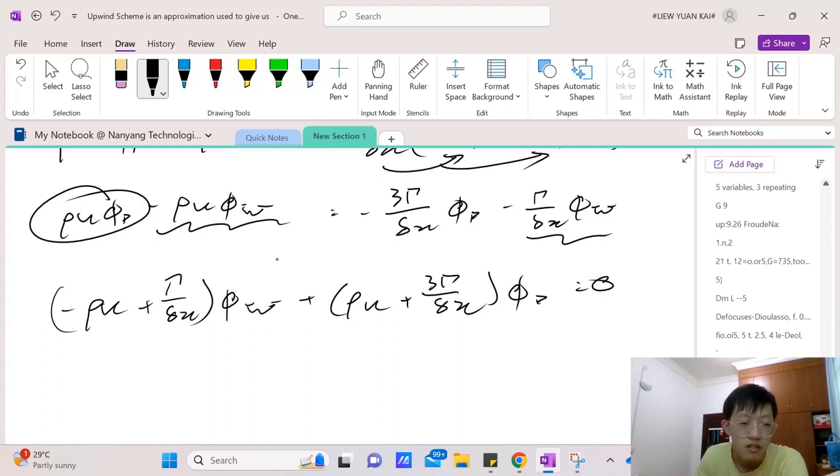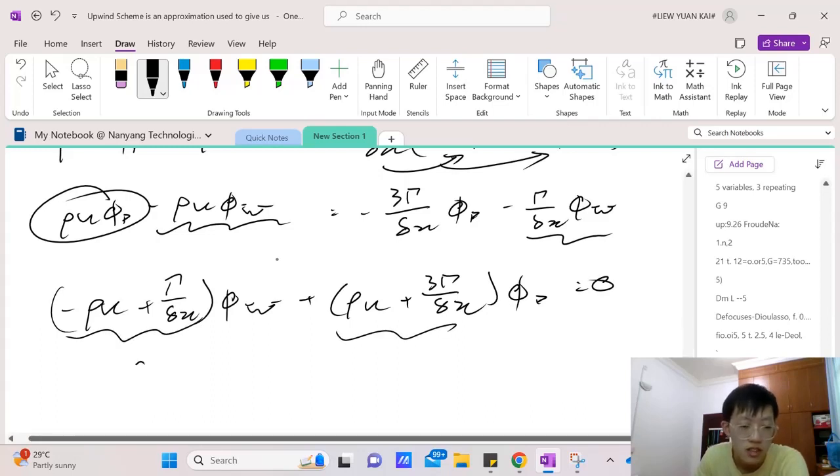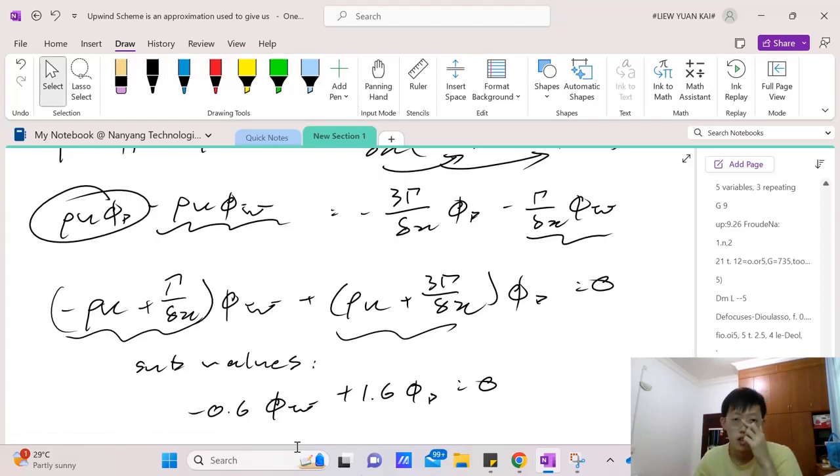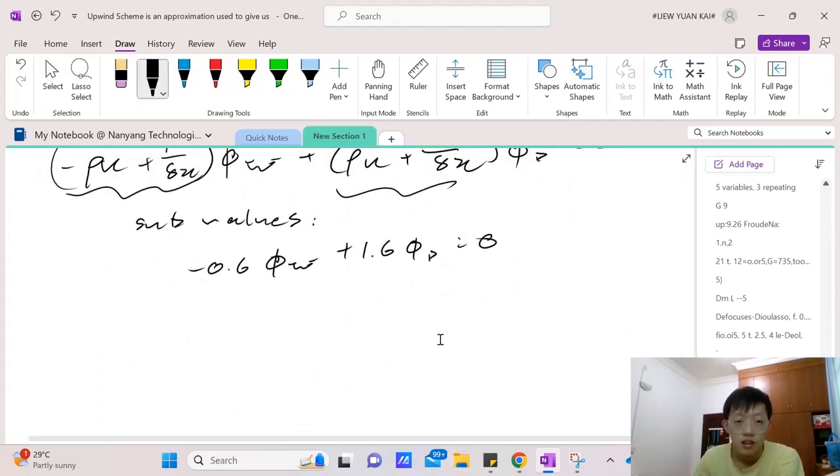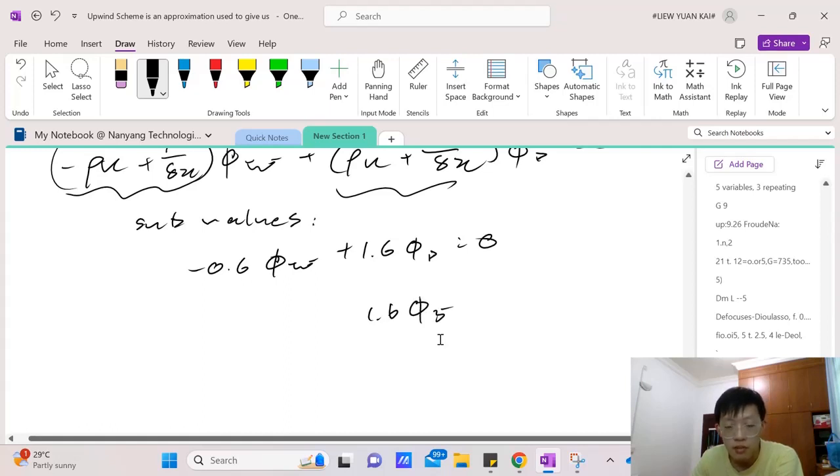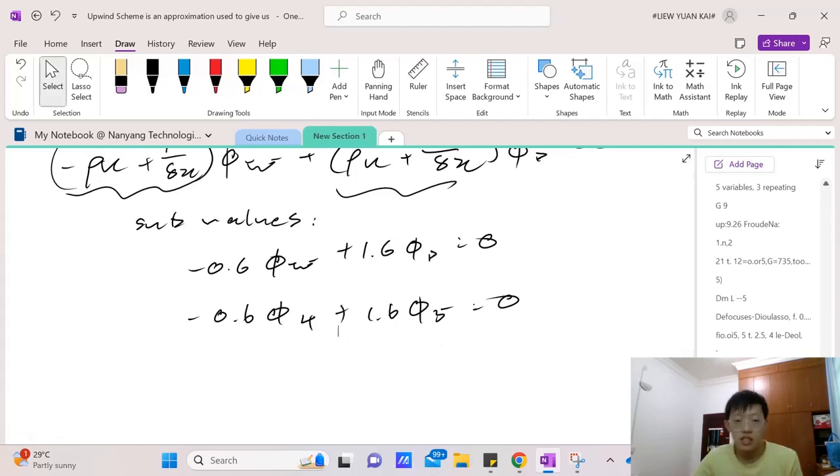Okay, so now we have all these values, correct? So we can substitute all the values, and you will achieve this equation. And for this problem, phi p is 5, remember, from the diagram. And then phi w is 4. Okay, so that's it. We succeeded. We have 5 equations and 5 unknowns. So therefore we are able to solve the values of phi 1 to phi 5.